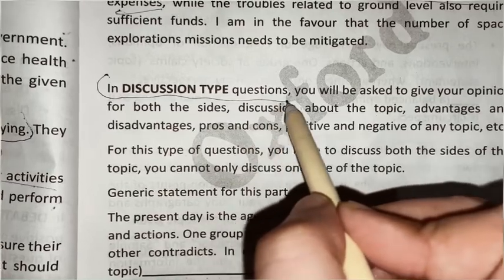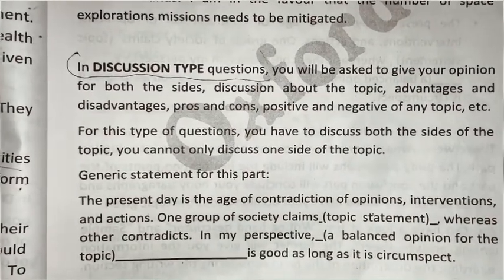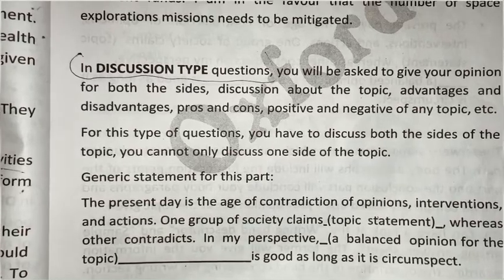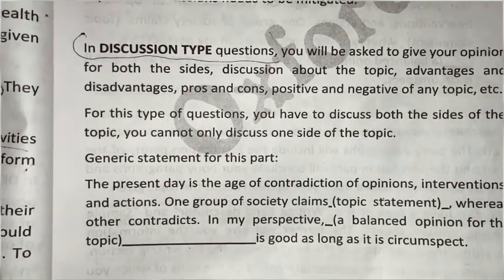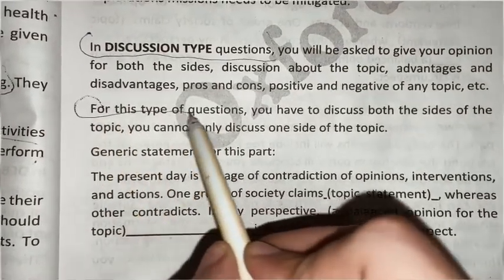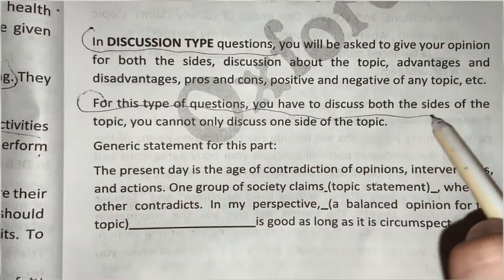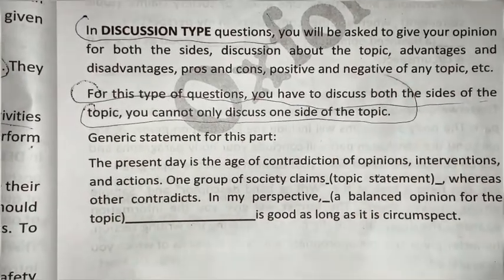In discussion type questions, you will be asked to give your opinion for both sides and discuss the topic: advantages and disadvantages, pros and cons, positive and negative of any topic. For this type of question, you have to discuss both sides of the topic. You cannot only discuss one side of the topic.